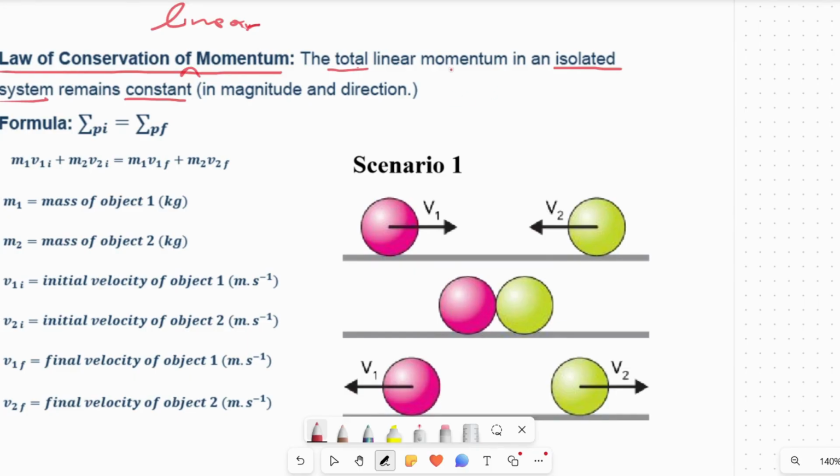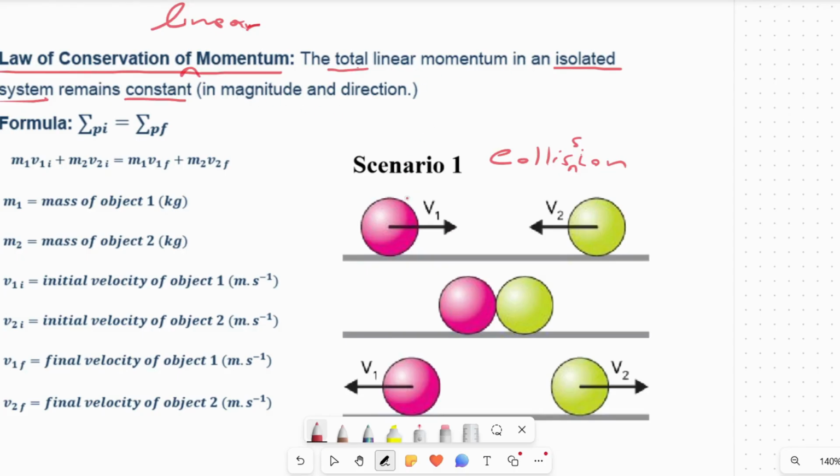By total linear momentum, we mean that when we add the momentum of this object and the momentum of that object before they collide or interact, it will be the same as the momentum after they have interacted or collided. Whenever there's a collision, we introduce a new concept. In order for them to interact, there must be a collision, and whenever there is a collision, we always apply this law of conservation of linear momentum.